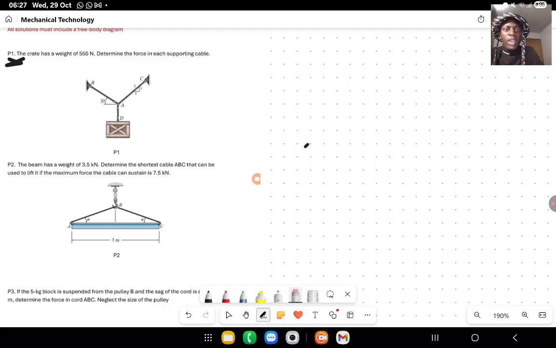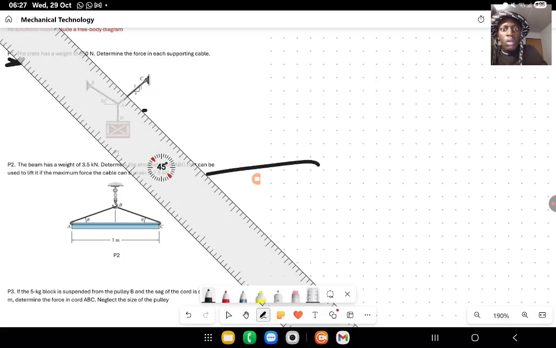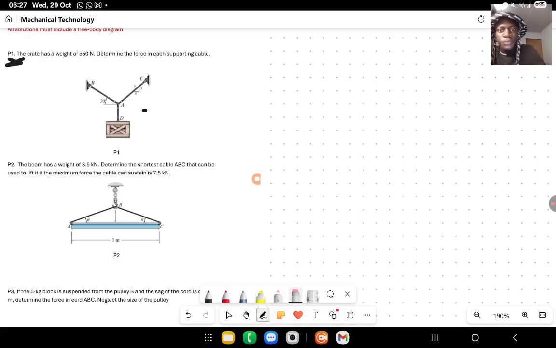Okay, they say we have a weight of 550. So first of all, we have to draw our free body diagram. When you want to approach the question, you have to draw the free body diagram. You see, I cheated.